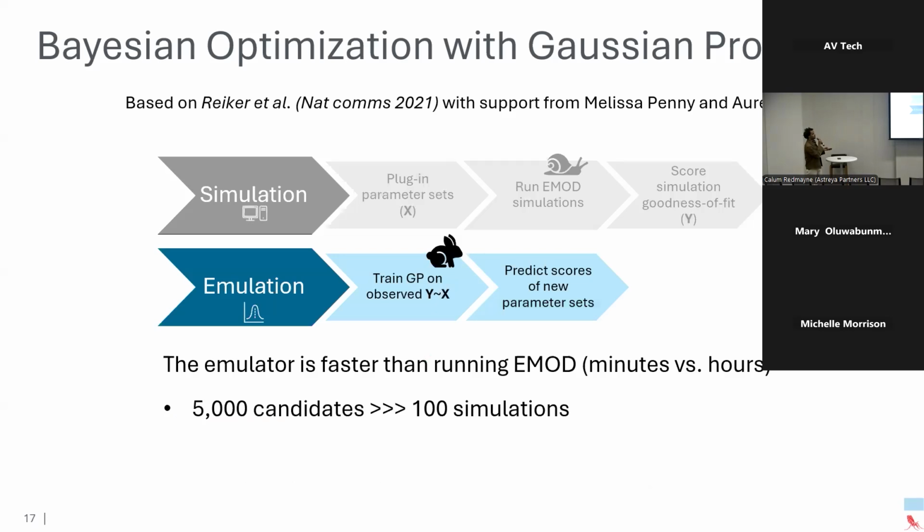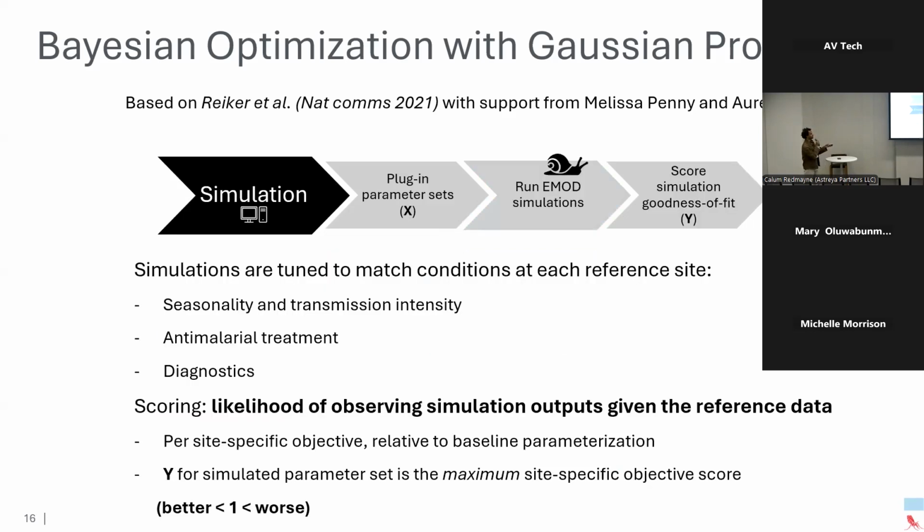Then we move on to emulation. The motivation here is that this emulator, the Gaussian process model, is much, much faster to evaluate than running Emod simulations. And so in between each round of simulations that have actually been run, we emulate that posterior distribution at 5,000 additional candidate parameter sets, many more than the 100 that we run at each batch.